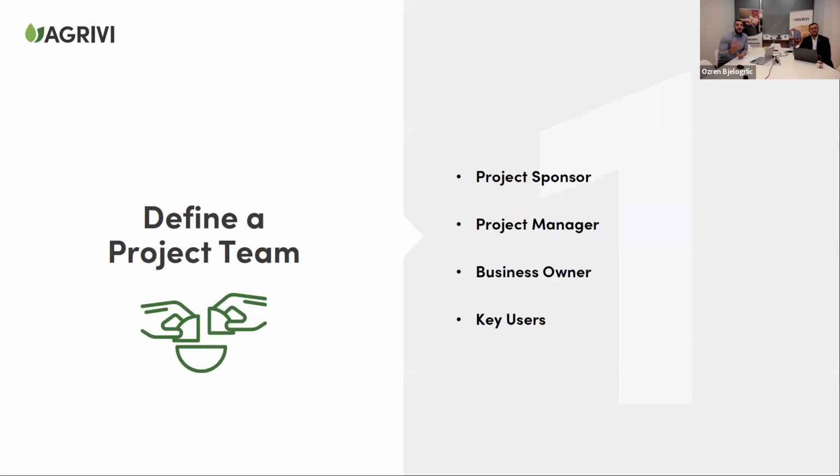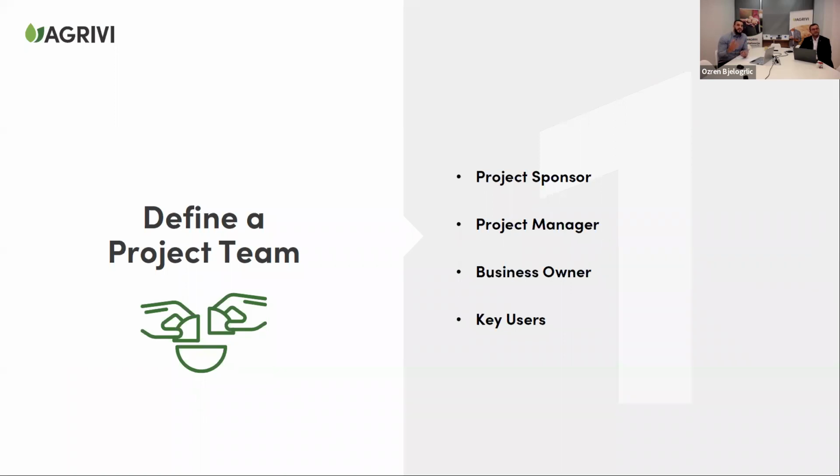So as step number 1, we said that you should define a project team. You can see the 4 categories of team members, right? So project sponsor, project managers or PMs as we call them, business owner, and key users.